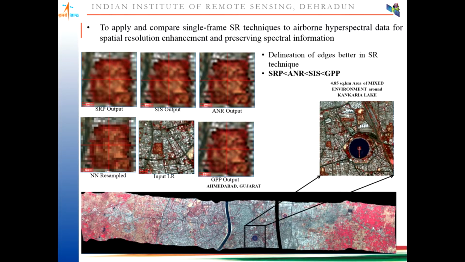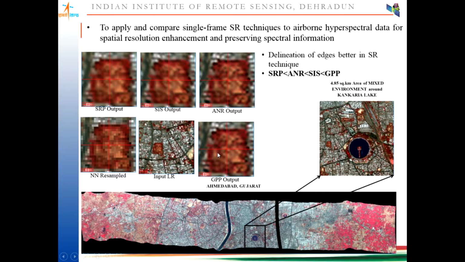If you can see in the middle, this is the input data. Input LR means the input low resolution data. This data was resampled to the resultant 4 meter spatial resolution. That means the 8 meter data was resampled to 4 meter, and this 4 meter data was then analyzed with respect to the results of SRP, SIS, ANR and GPP. After simulation, we got these 4 images through the 4 methods, right? And the resultant spatial resolution was 4 meter.